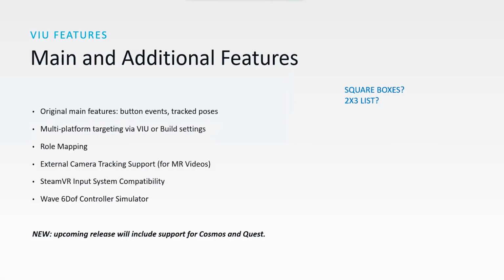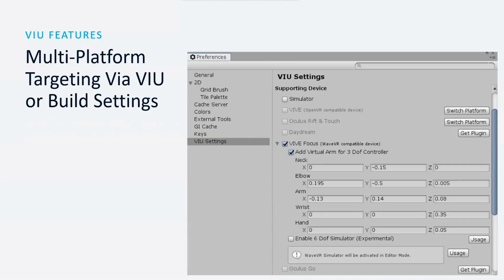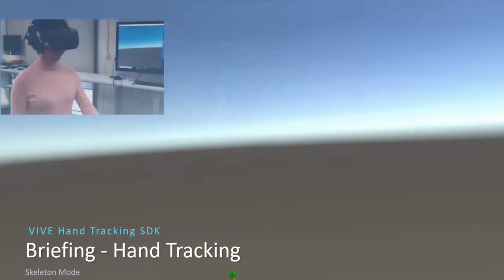Basically, the ability to go from PC to standalone, which is a mobile device, and to go between different platforms, even our competitors. For example, it'll support the Oculus Quest. It'll support our upcoming Vive Cosmos. And that's usually done in Unity through the VIU settings. You can just target different platforms there.